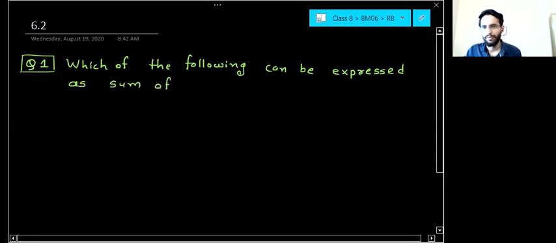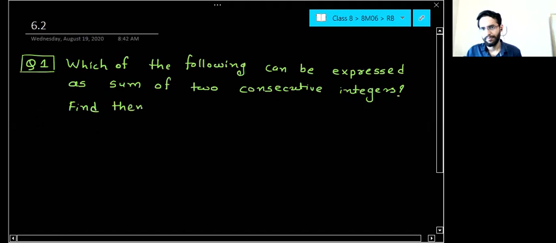Sum of two consecutive integers. Find them if possible. So this is your question number 1.